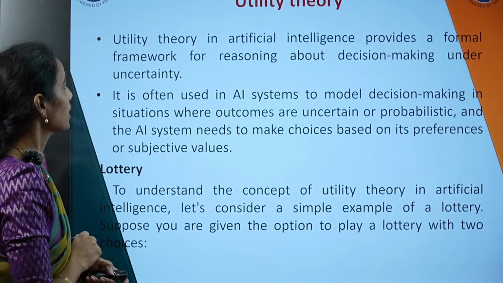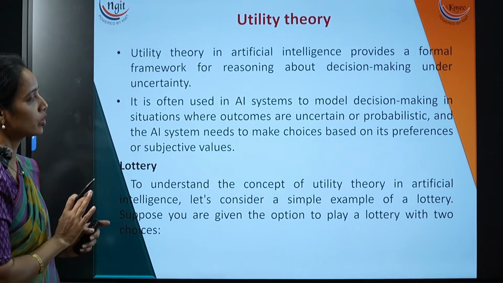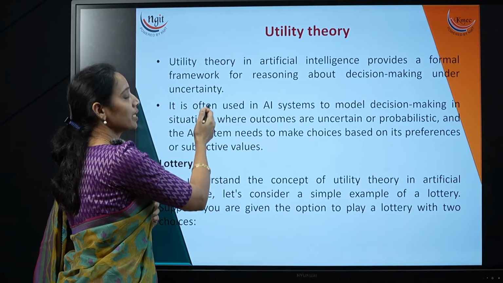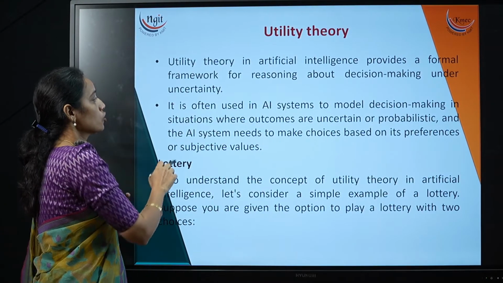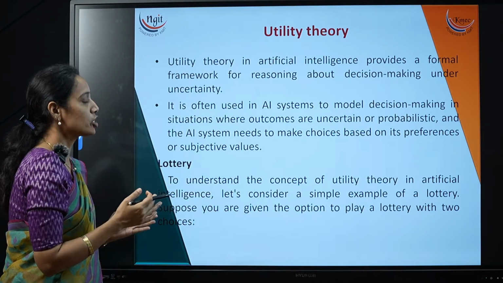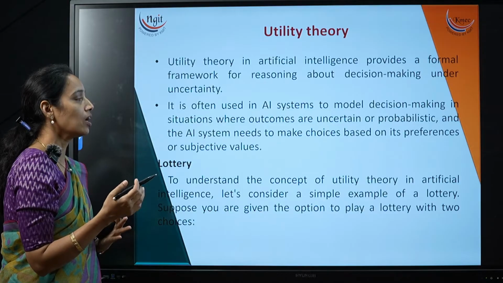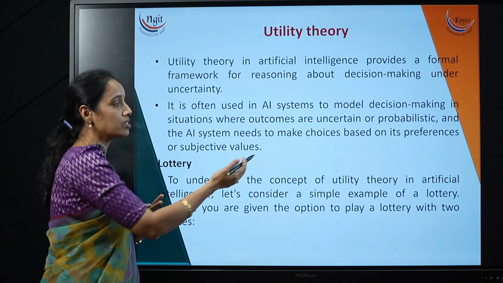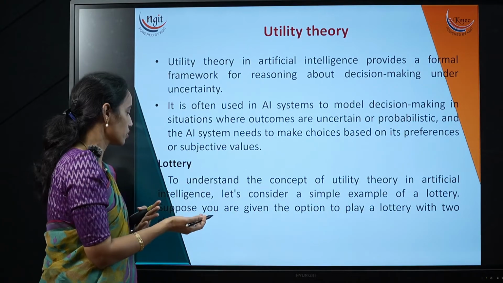Next, utility theory. In AI, this utility theory provides a formal framework for reasoning about decision making under uncertainty. So it is often used in AI systems to model decision making in situations where outcomes are uncertain or probabilistic, and the AI system needs to make choices based on its preferences or subjective values.